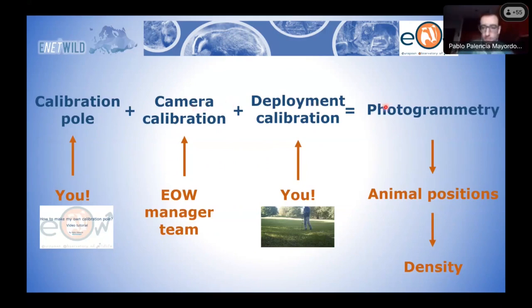Finally, just to review the whole process, to apply photogrammetry with a calibration pole, you have the video on how to make your own calibration pole. We need to calibrate the camera model, the device, and the observatory team will help you and provide this information. And we need to calibrate the deployment, which is something you have to do in each deployment. Then, combining these three processes, we apply photogrammetry. I think David will explain how to track the animal position. Then we track the animal position, and with this information, we estimate population density.